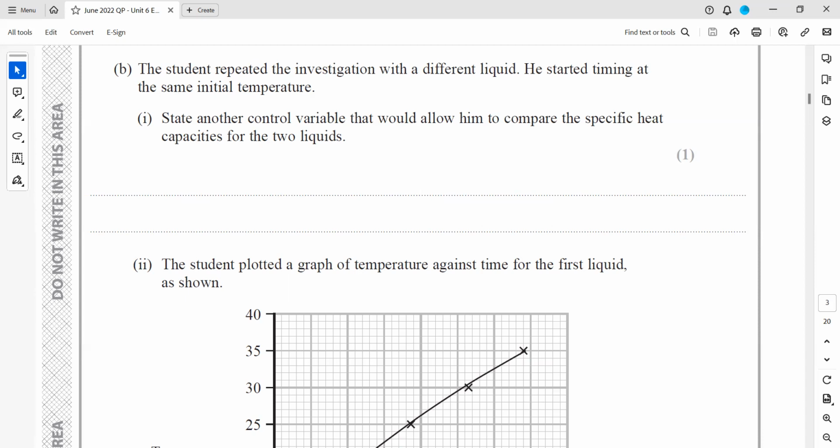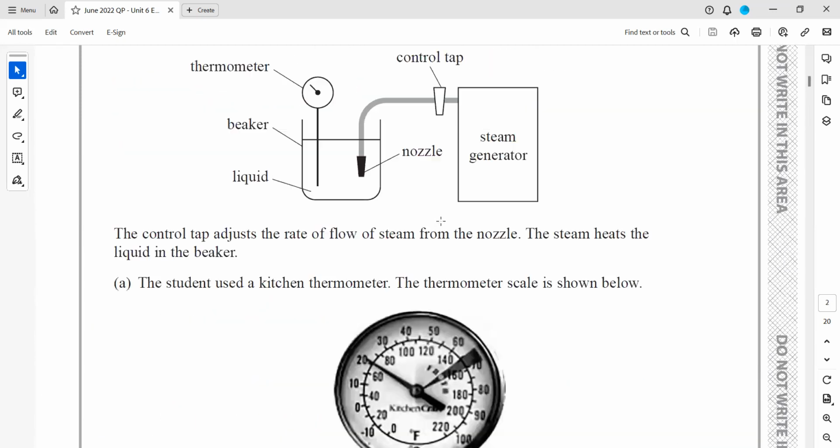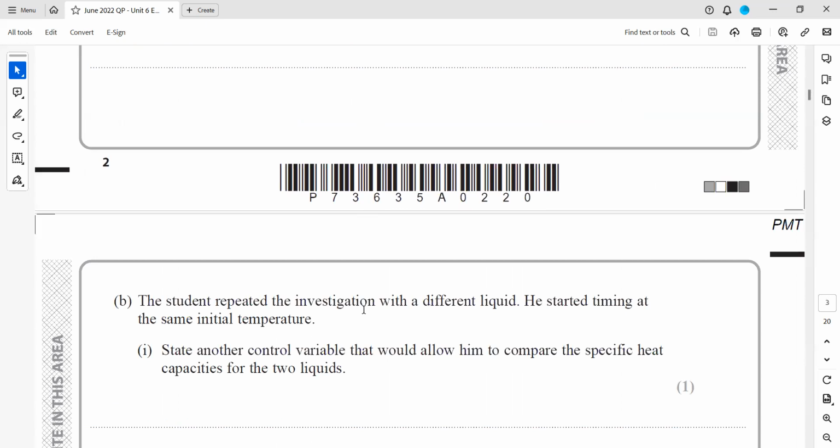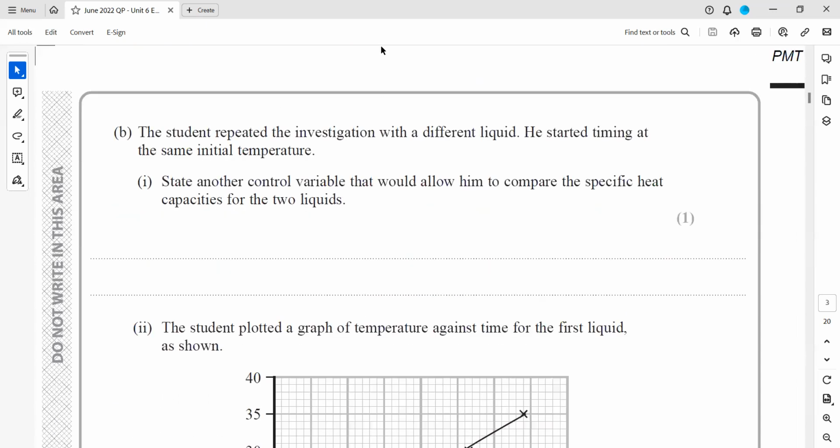We can also mention that as we are supplying heat energy using a steam generator, the position of the nozzle, the amount of steam entering, and the rate at which the steam enters the liquid should be constant. So many factors are there. Any one you can mention: the mass, or the rate of steam flow, or the position of the nozzle.